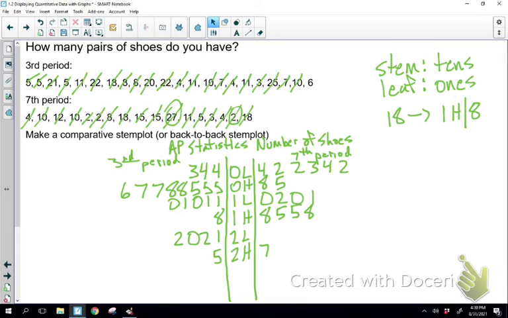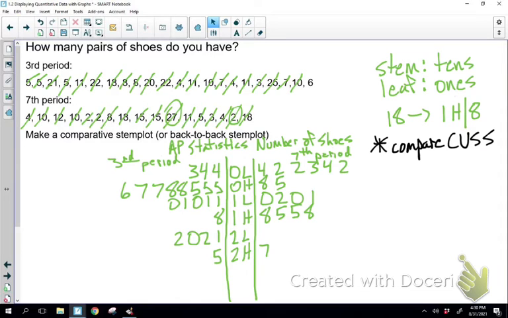All right, now we move into comparative talk. So if you need to make a note on how to do that, we are going to compare center, unusual, shape, and spread. You do not need to go line by line. You just need to compare those four things. All right? So skimming through that, I had the medians. I'm trying to remember what they are.